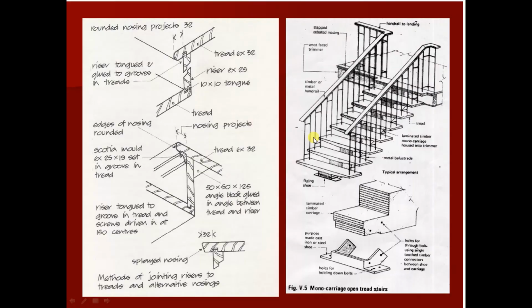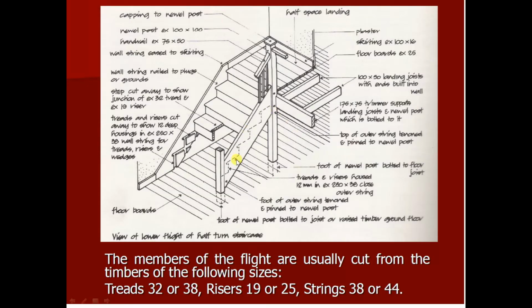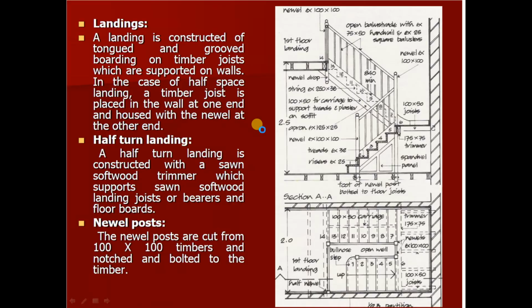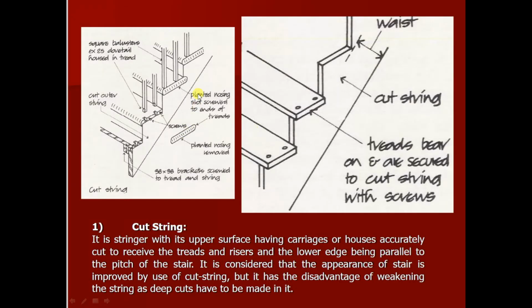That's called a closed string, as it closes the tread and riser faces, and this is called a wall string. The stringer which is supported against a wall is called a wall string, and a stringer which closes the tread and riser surfaces is called a closed string. This is a wall string and this is a closed string.